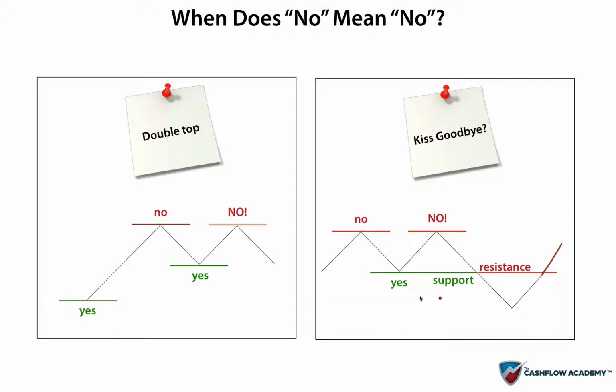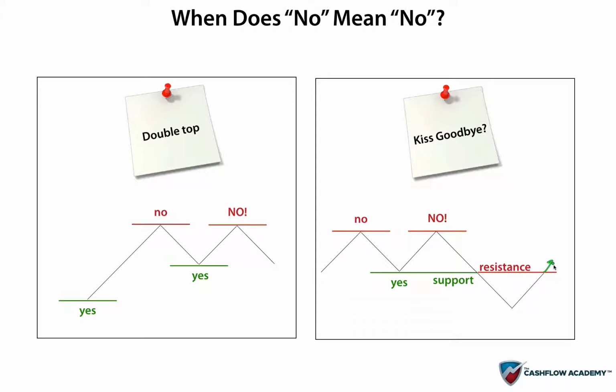The only thing we need to call this a downtrend now is, okay, here's a valley and here's a valley. So we have the lower low. And if this goes down, now we have the lower high, and we can officially call this a downtrend. A downtrend is a lower low and a lower high. So this is called a kiss goodbye, and we're wondering right here, there's a question mark.